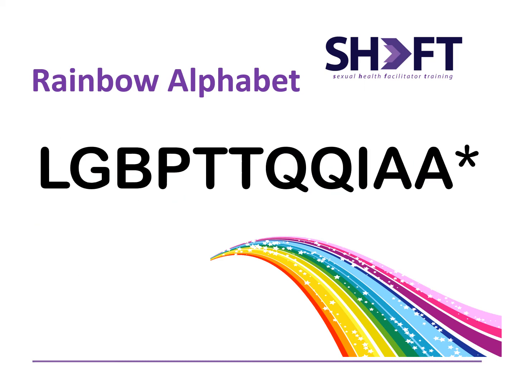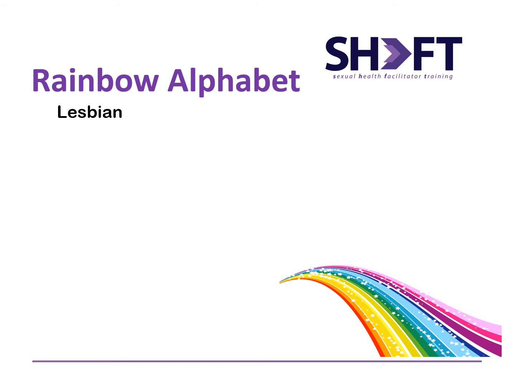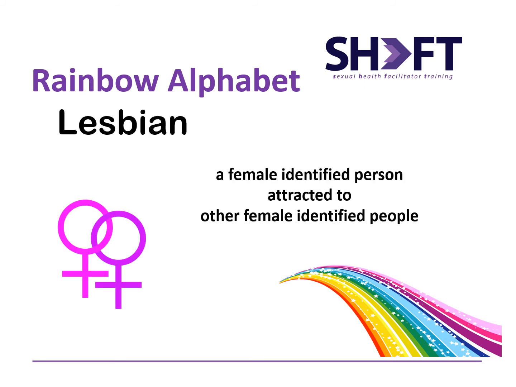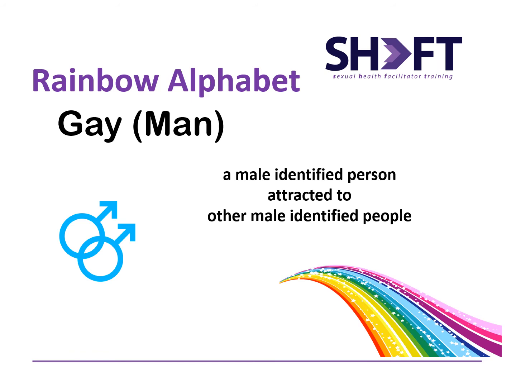We'll now go back to the rainbow alphabet and to the basic definitions. A lesbian is a female-identified person who is attracted to other female-identified people. A gay man is a male-identified person attracted to other male-identified people.